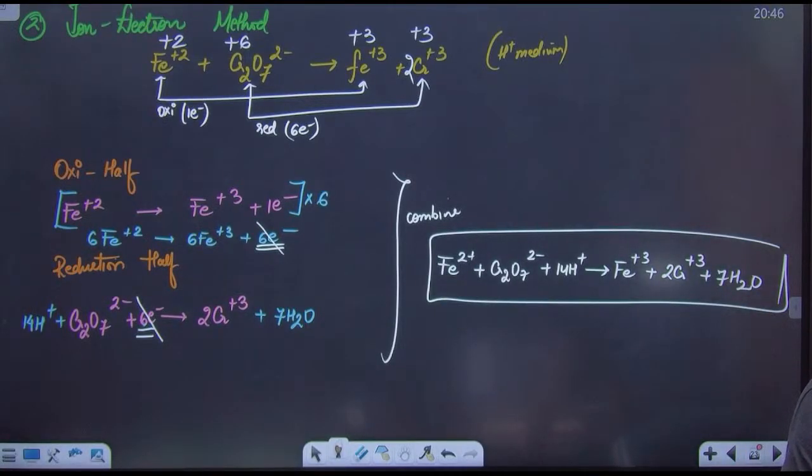Easy, right? After learning the first method, the second method becomes automatically very easy for us.